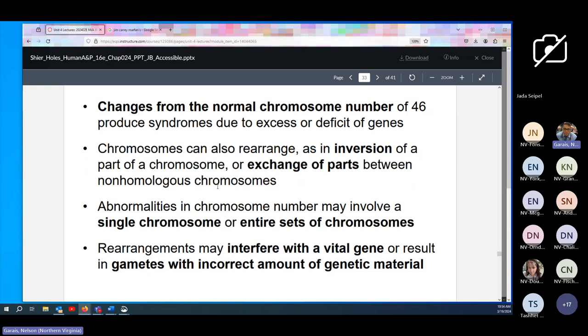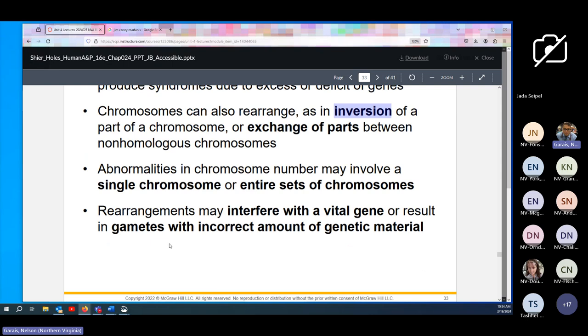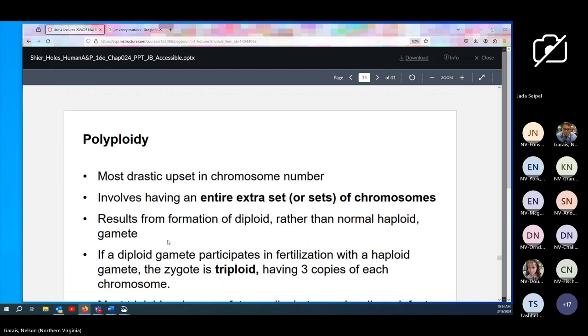Chromosomes, of course, are in a specific code, specific order. So anytime you rearrange the code, you're going to have problems, right? So inversions, deletions, and other rearrangements, of course, are going to make the code wrong. And if the code goes wrong, then what's the phenotype going to eventually be? It's eventually going to be abnormal.